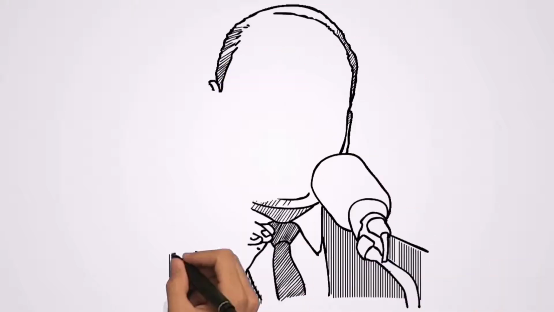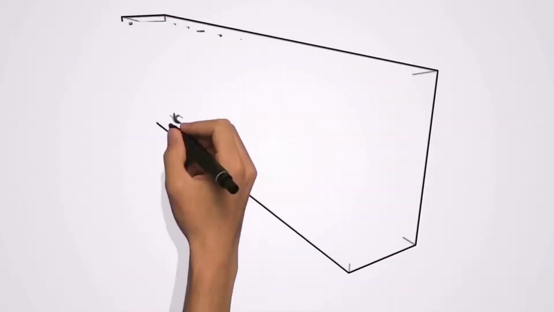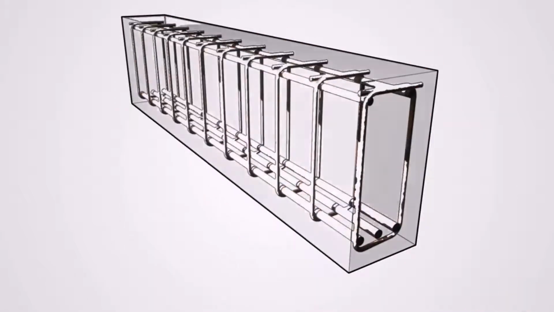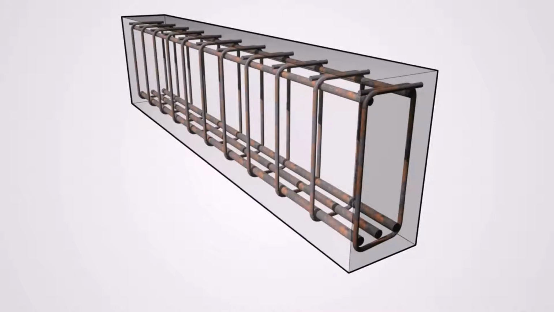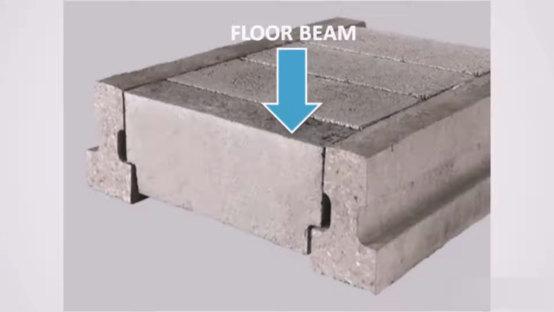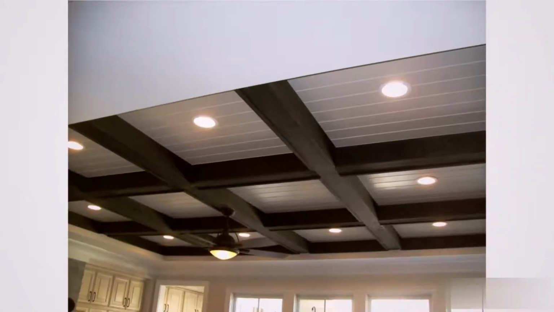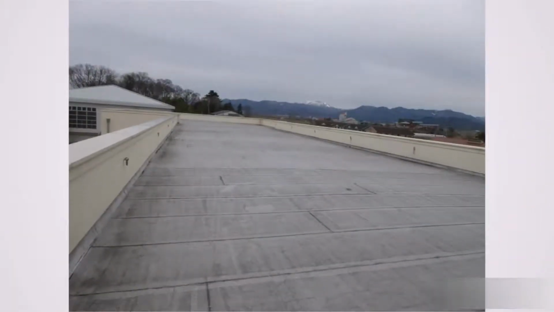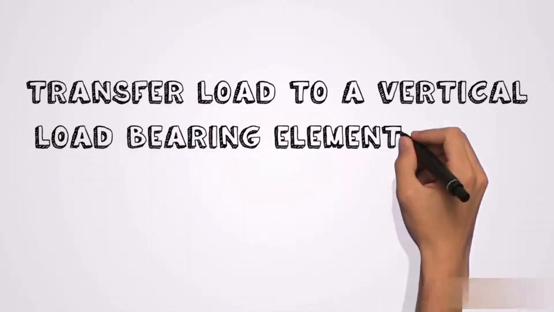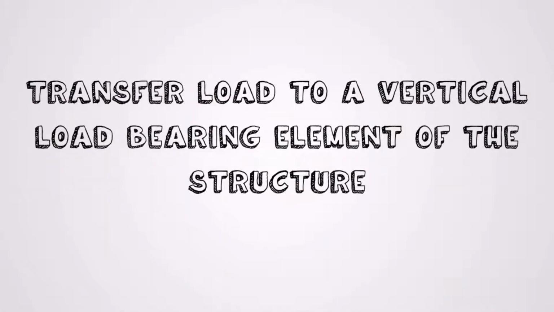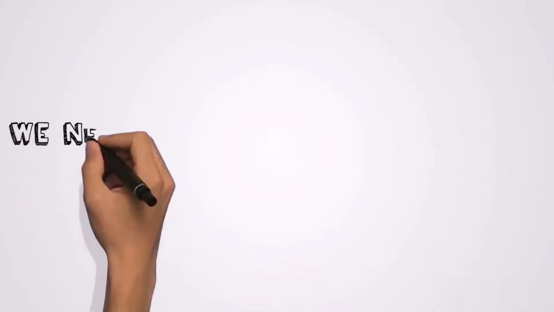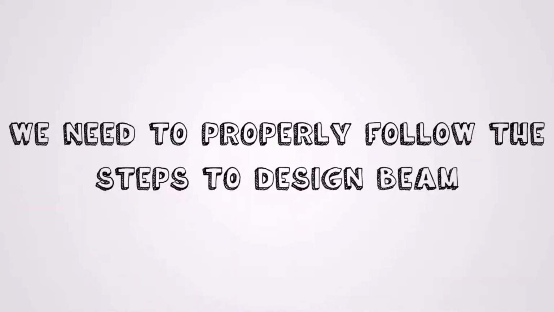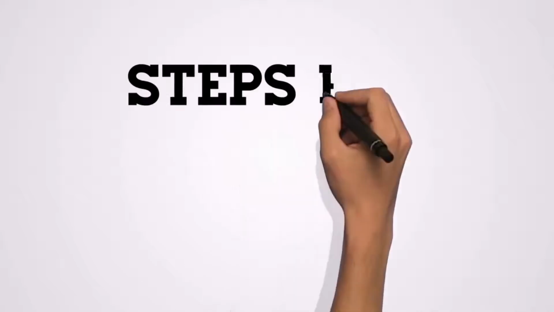Hello everyone, in this lesson we will discuss the steps for designing beams. Beams are really one of the most important elements in structures because they are used to support the weight of floors, ceilings and roofs of a building, and to also transfer load to a vertical load-bearing element of the structure. Because of this, we need to properly follow the steps to design a beam. Now here are the steps for designing a beam.